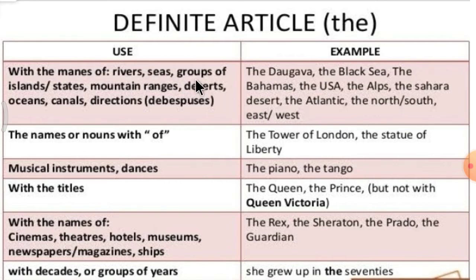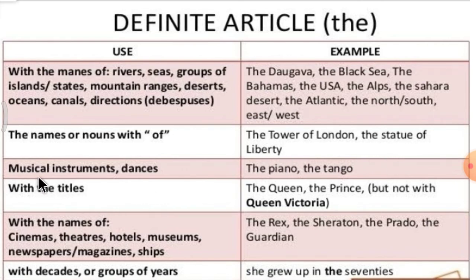You can see here rivers, seas, groups of islands, all these things. Before them we have to use the definite article, that is the. Next, the names or nouns with of. Let's see an example: the Tower of London. When you are using of, then we have to use the. The Tower of London. The Statue of Liberty.